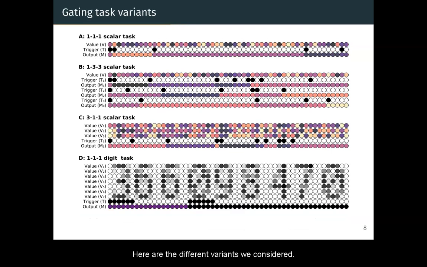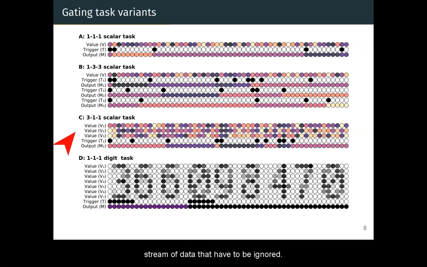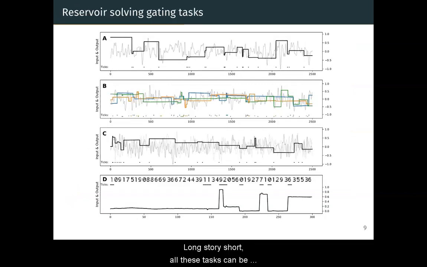Here are the different variants we considered. In A, it is a gating task as I described earlier. In B, the model receives several triggers that control its own output, so the model has to maintain different values simultaneously. In C, the model receives an additional stream of data that has to be ignored. Only the first stream of data is relevant. And in D, the data are no more real values, but visual representations of numbers, and it is the values of the numbers that have to be maintained. Long story short, all these tasks can be performed by a reservoir.